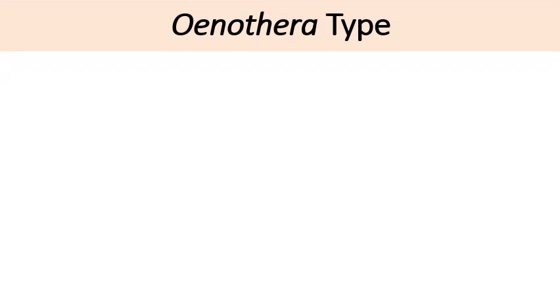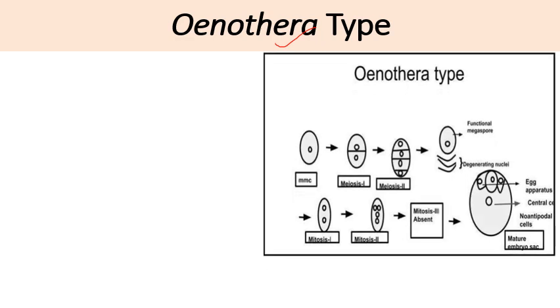The second type of monosporic embryo sac development is Oenothera type. In this case, the megaspore mother cell undergoes meiotic division, similar to Polygonum type, resulting in formation of 4 haploid megaspores. Out of these 4 megaspores, either at the micropylar end or at the chalazal end, one remains functional, and the remaining 3 megaspores will disintegrate.